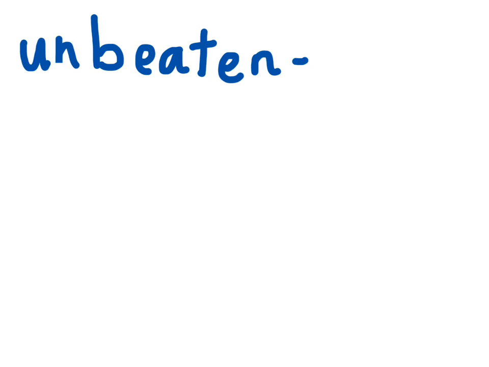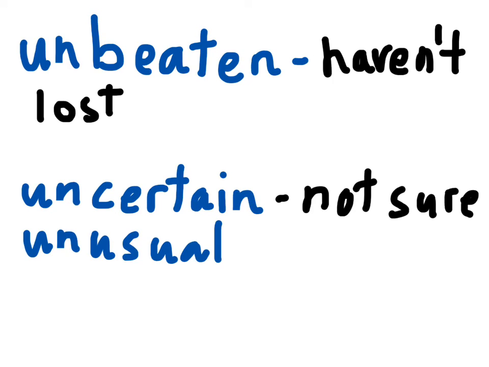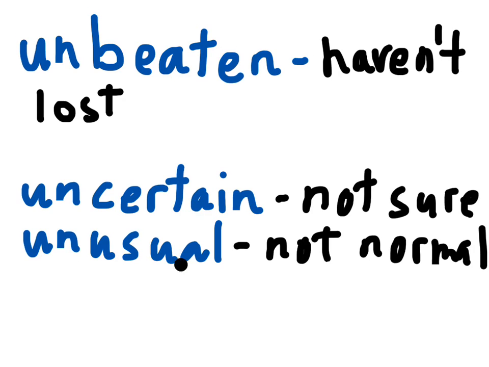Just a few of the uns here. So unbeaten means you're not beaten, means you haven't lost, usually for sports teams. For uncertain, you need to make sure you know the base word. Certain means sure. So if you're uncertain, you're not sure. For unusual, again, you need to make sure you know the base word. Usual means normal, so unusual is not normal. Something is off or strange if it's unusual.